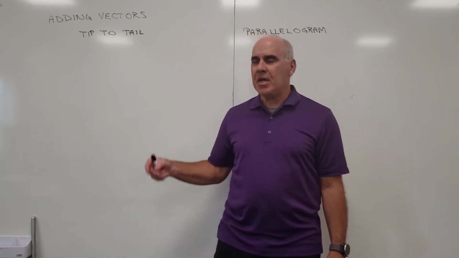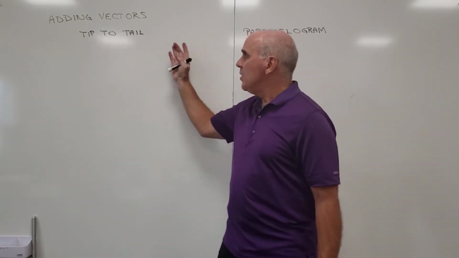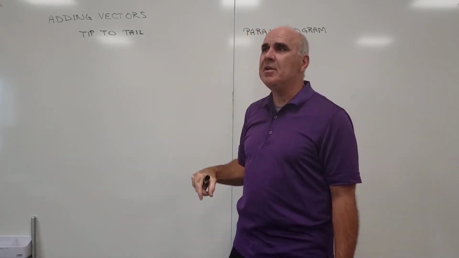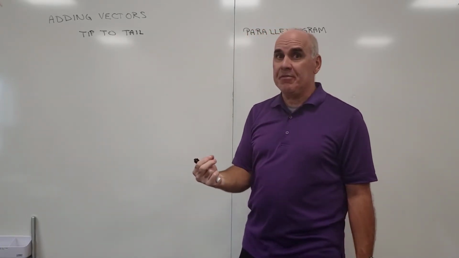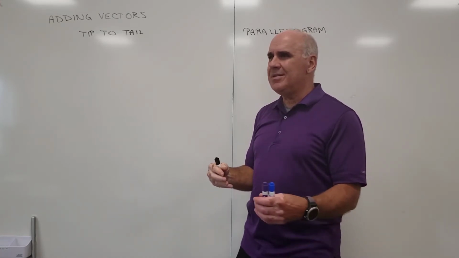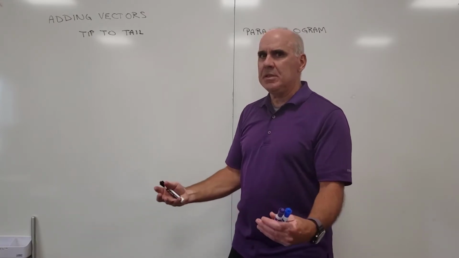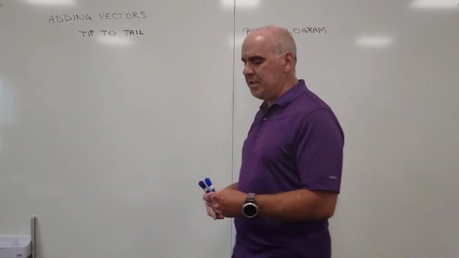Hey everyone, let's continue our conversation on adding vectors. We're going to do a couple of different methods here today, the tip-to-tail method and the parallelogram method. And we're going to find they're really not very different. They're just kind of a different way of looking at the same thing. And in the end, they'll basically look the same. All right, so let's start with tip-to-tail.